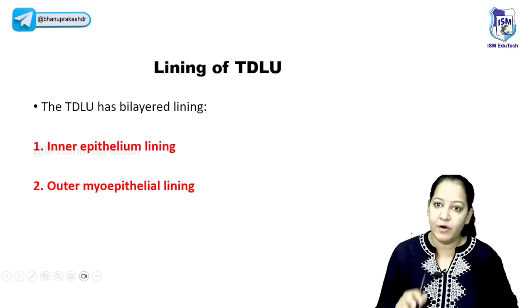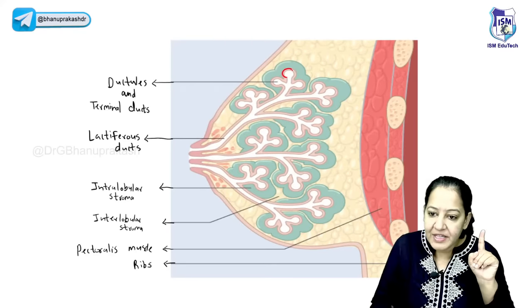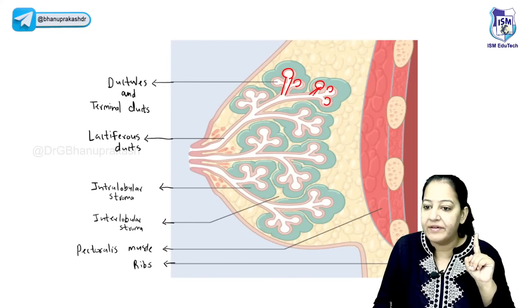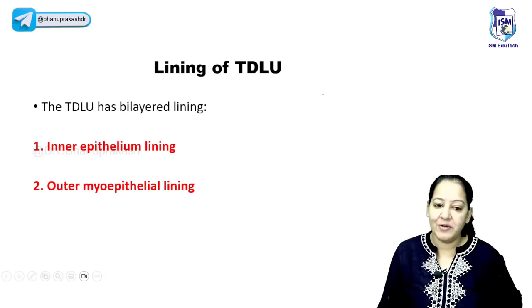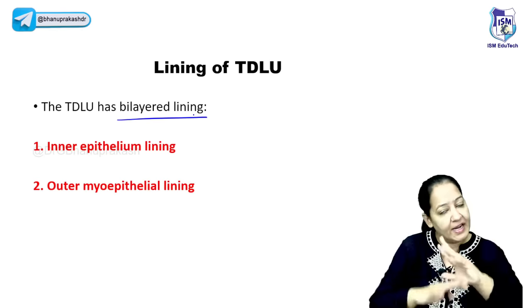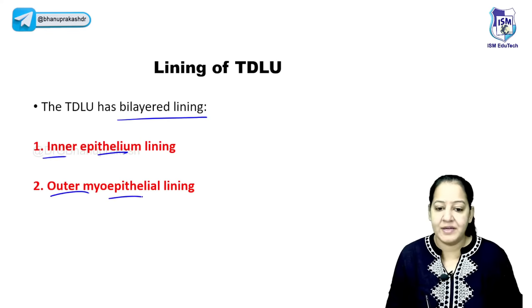Now let me tell you the lining of the TDLU. As I have shown you this complete structure, what is the lining of the epithelial component? This, I'm marking with red color. What is the lining over here? If you talk about the lining, there is a double lining. In the breast, there is always a bilayered double lining in the entire epithelial component. So inner is epithelial, outer is myoepithelial.